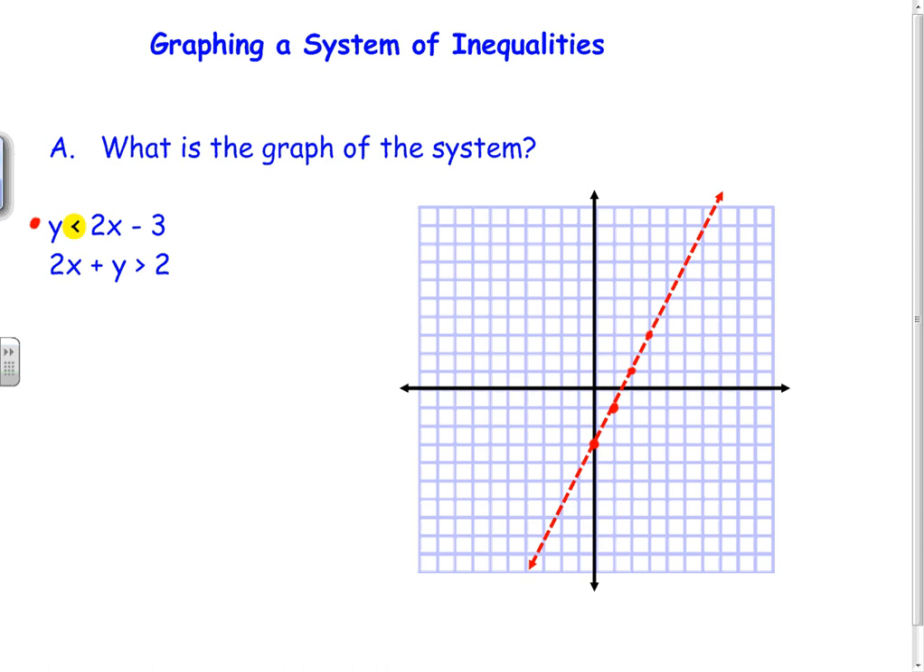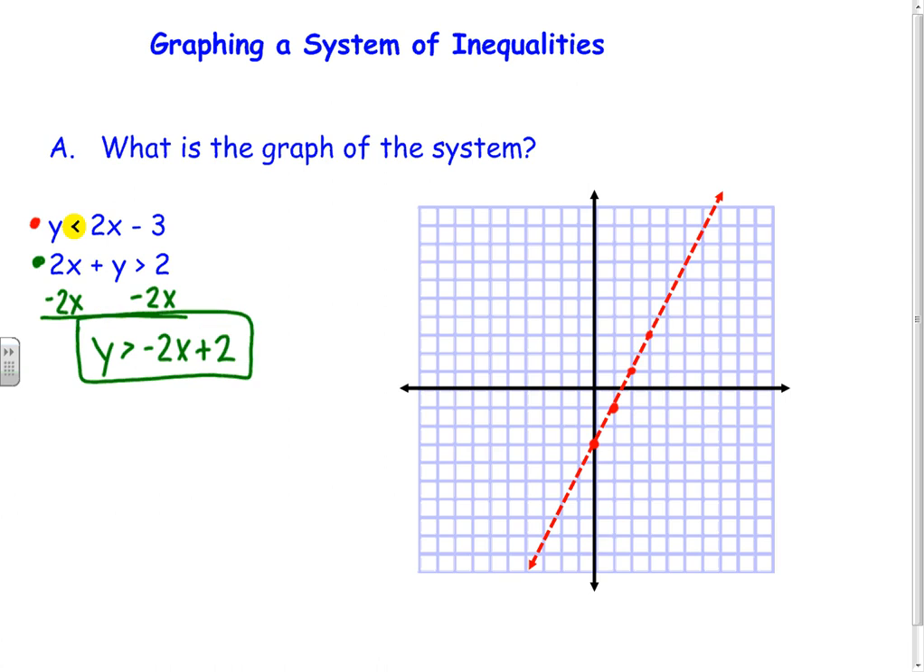For the second one, 2x plus y is greater than 2. That is not ready to be graphed. I'm going to start by subtracting 2x from both sides. I get y is greater than -2x plus 2. This is what I'm graphing. This is a line that crosses at +2. From there we'll go down 2 over 1 a couple of times, and it will be dashed as well. There's no line underneath, so it is also dashed.